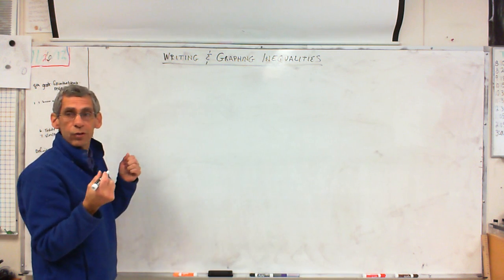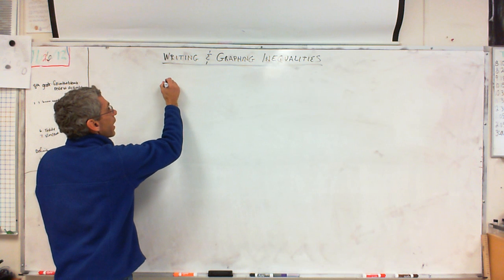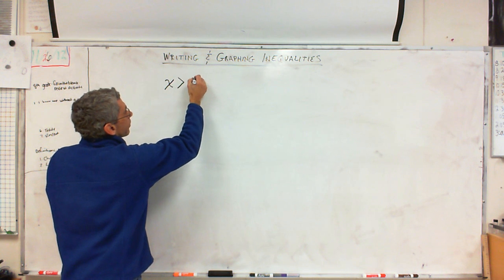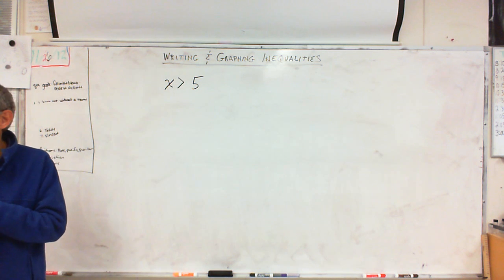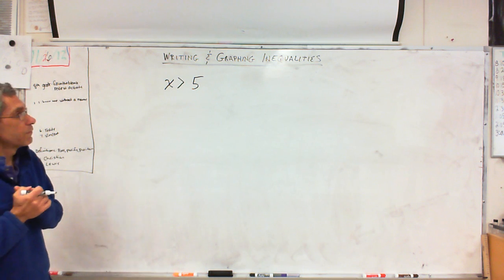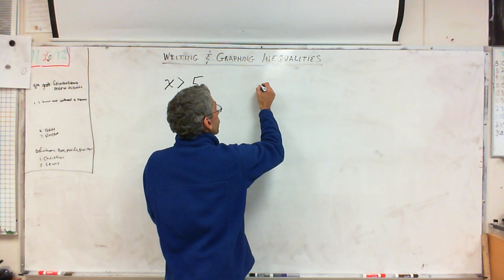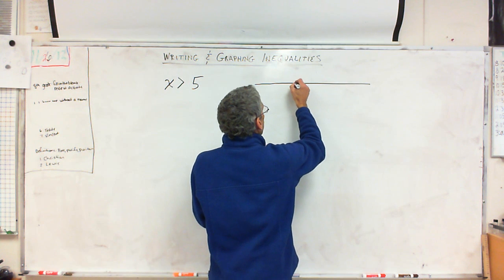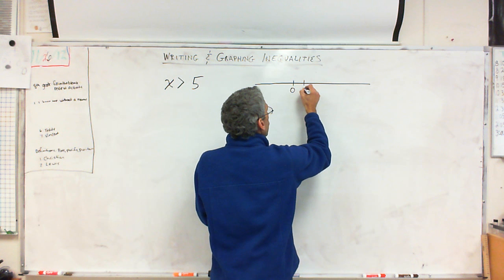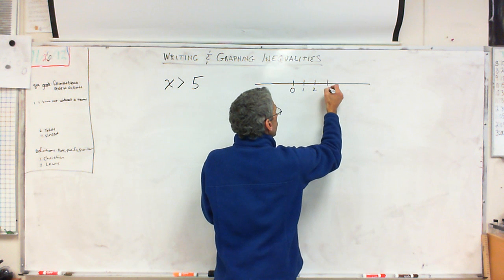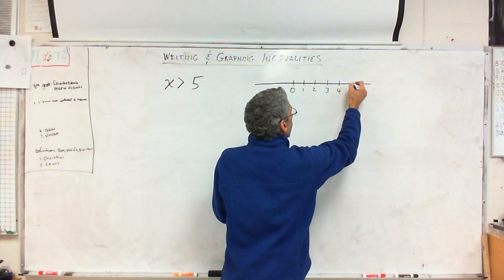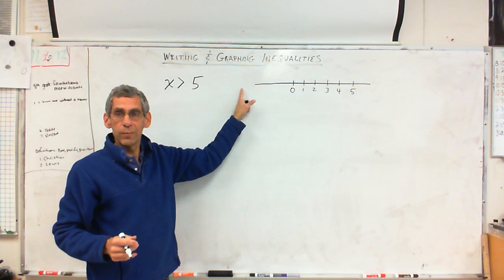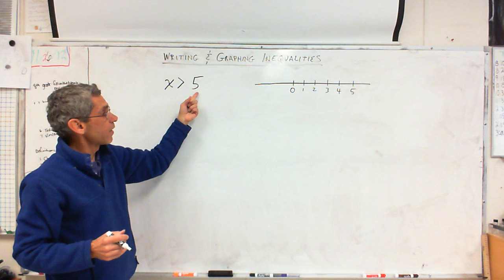So this is how you'll normally see it. You'll see something like this: x is greater than 5. And we want to graph that. So I'm going to draw a straight line, and I'm going to have a 0 here. And I'm going to go 1, 2, 3, 4, 5. I don't really need to go this way because it says x is greater than 5.